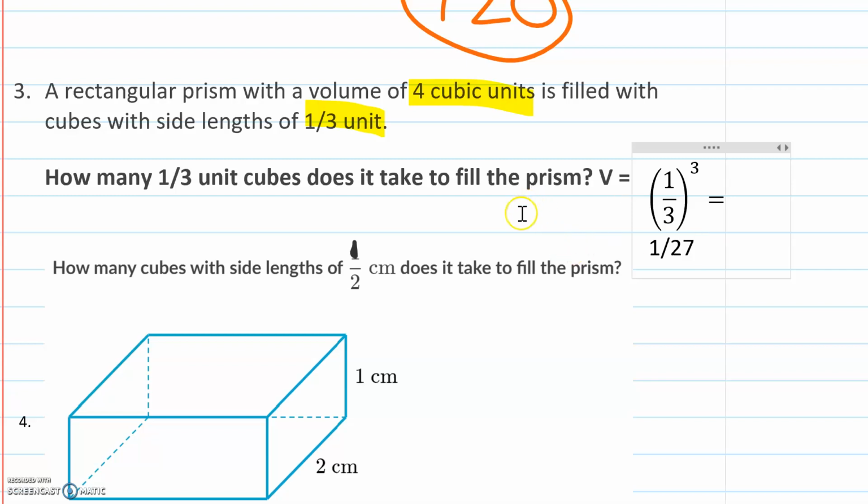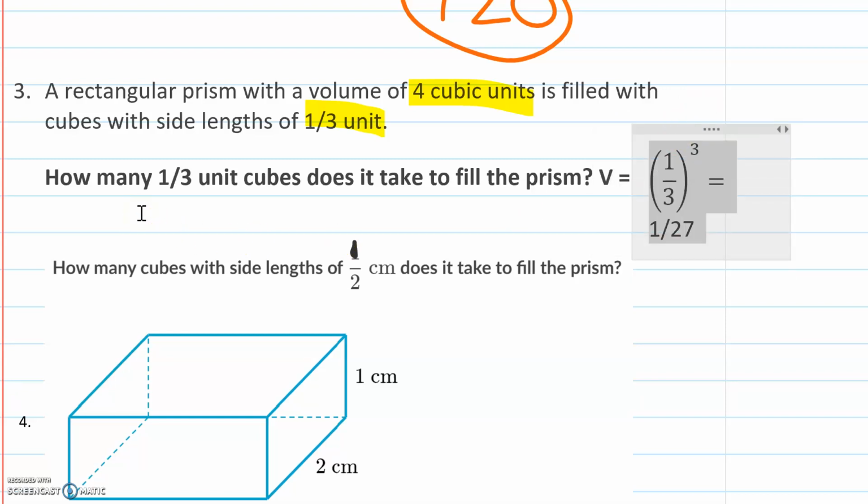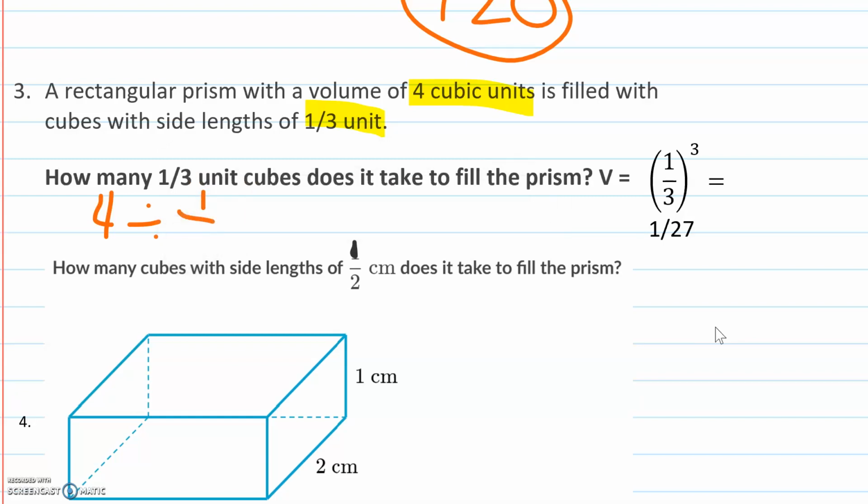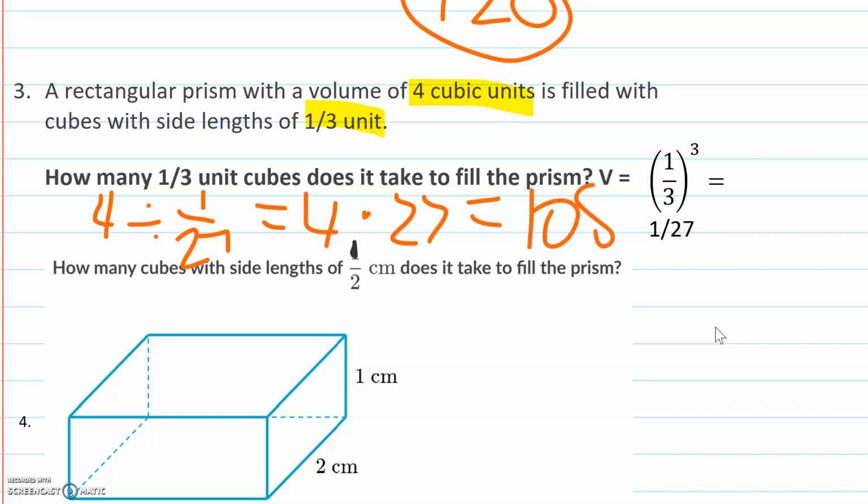And then just like with the other problems, we're going to take that and divide it into the volume of the rectangular prism. So that's going to end up being, we're going to take 4 over 1 and divide it by 1 over 27, which is the same thing as saying 4 times 27, which happens to be 108, which is how many cubes would fit.